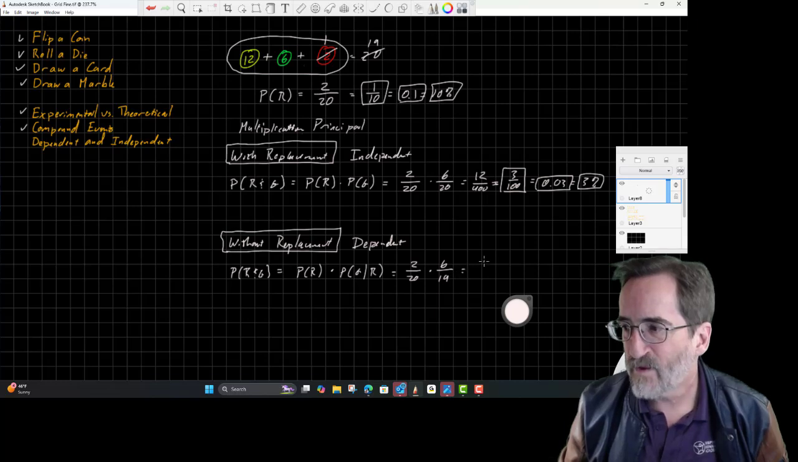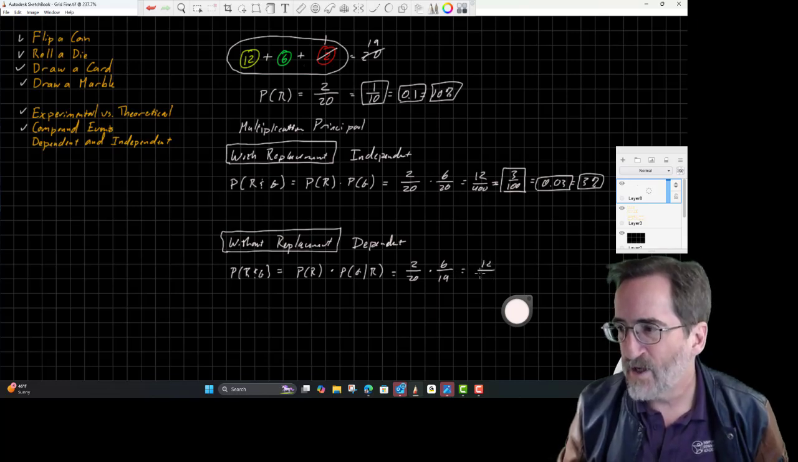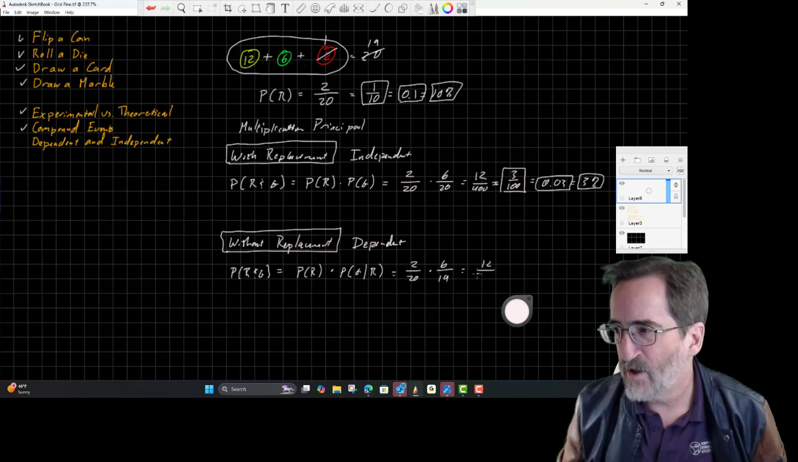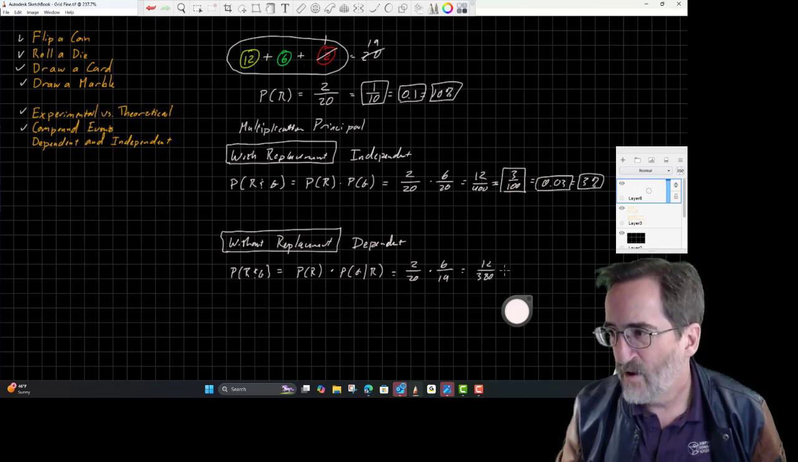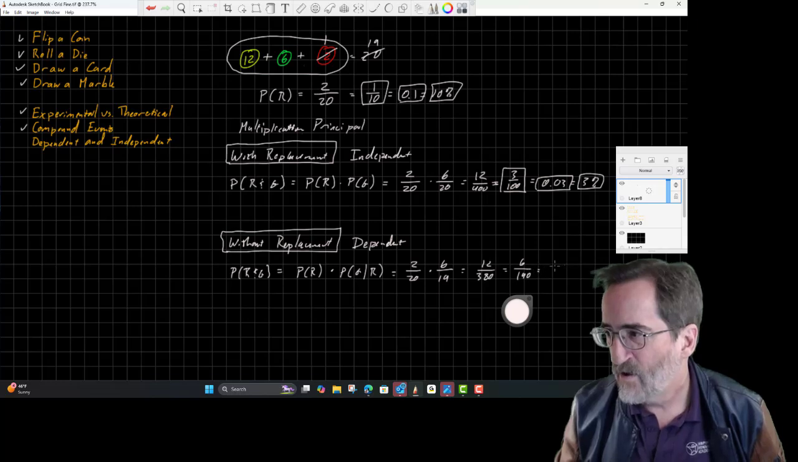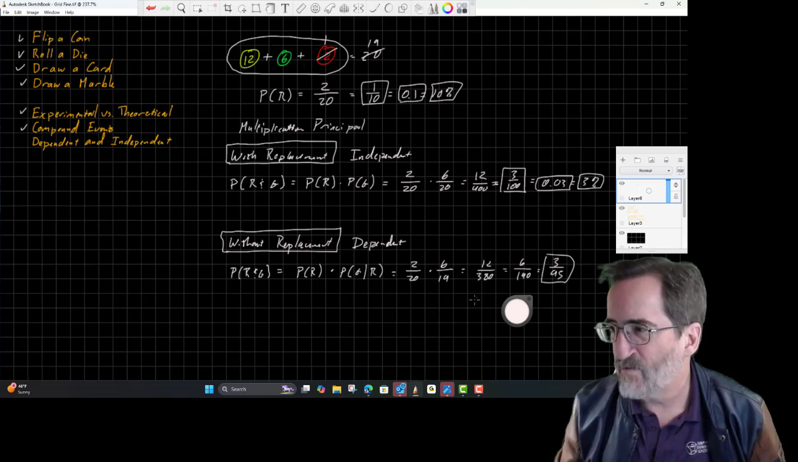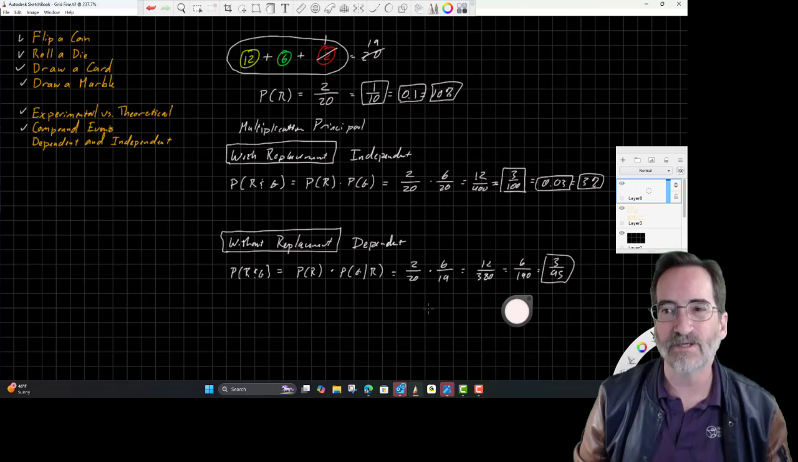And 2 times 6 is 12. 20 times 19 is 380. And reduced by 2, 6 out of 190. Reduced by 2 again, 3 out of 95. Okay, and I'm not going to take the time to figure out what that is as a decimal and a percent.